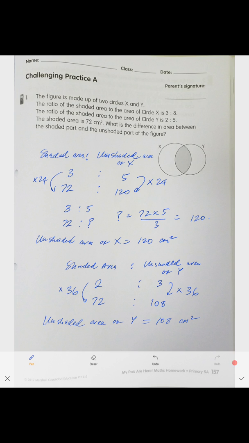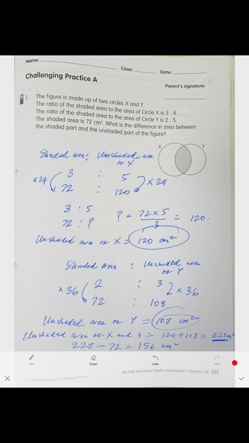So they're asking us a question. What's the difference between the shaded part and the unshaded part of the figure? So we need to find the unshaded part of the figure first. Right, so we just add up the unshaded area of x and y together. 120, 108, right? So 120 plus 108 is how much? 228 square centimeters, right? So this is our total unshaded. So the difference is 228 minus our shaded area, 72, and the difference is 156 square centimeters. And you need to write it as a sentence. The difference in area is 156 square centimeters. Not gonna write that, no place.